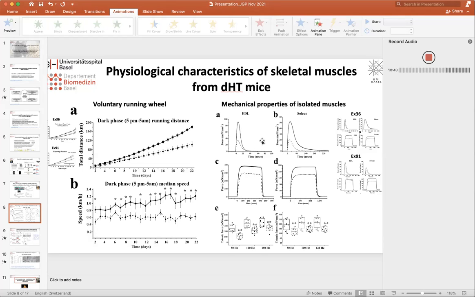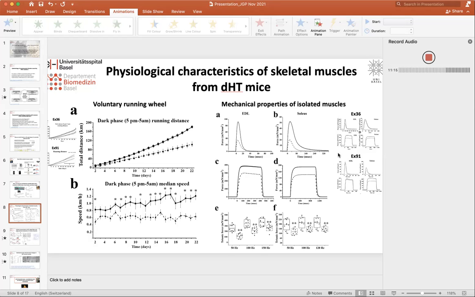So it's clear from these twitch stimulations or tetanic stimulations of the EDL or soleus muscles that our double hetero mice develop less than 50% of the force compared to the wild type mice, both at the single twitch level and with tetanic stimulation at all tetanic frequencies tested. This indicates that these muscles have severe impairment in their function. So the presence of the two mutations severely impacts how these muscles can contract.